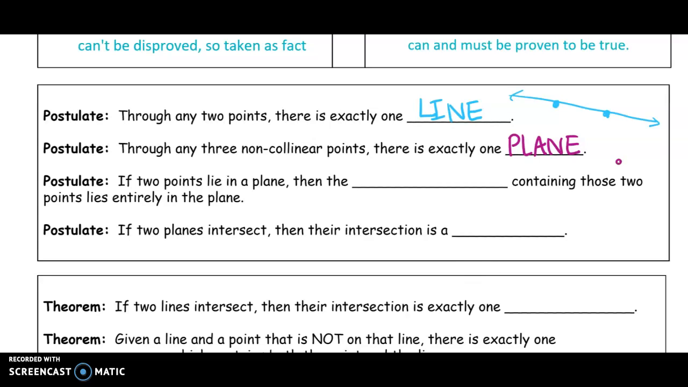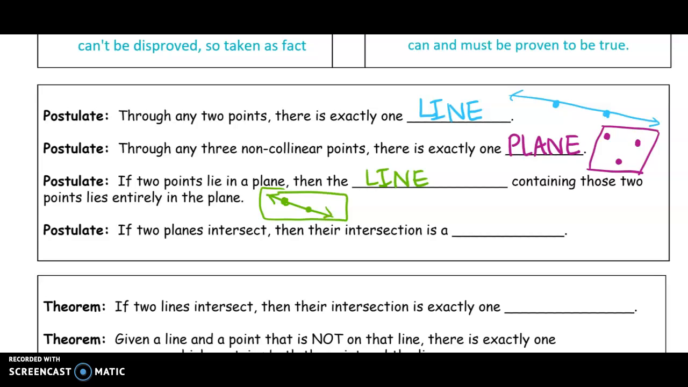So when we draw 3 points, I can't draw just one line through it, but they are all going to be contained in one plane, and that's what makes the plane. If 2 points lie in a plane, then the line containing those 2 points lies entirely in the plane as well. So if you have 2 points that are on a plane, then the line also has to be in the plane, because through those 2 points I can draw the line, and the plane has to contain them both.